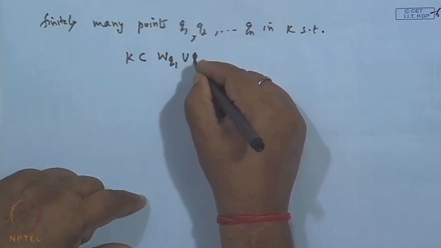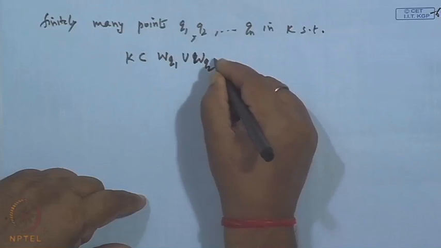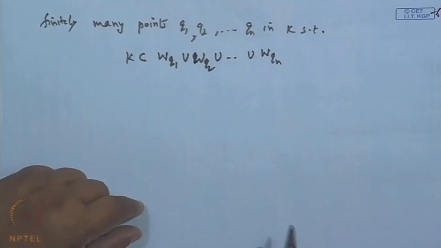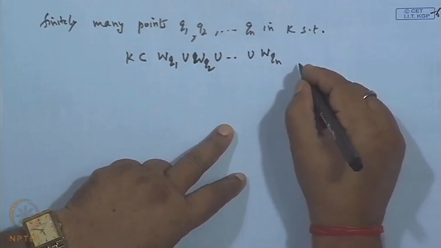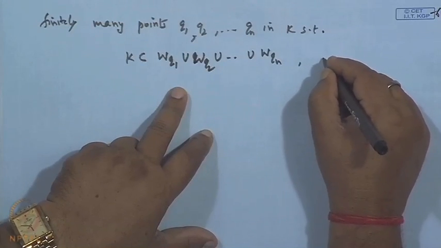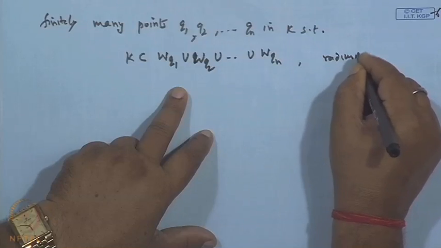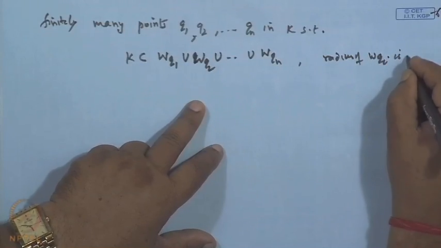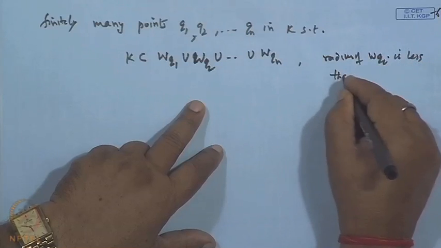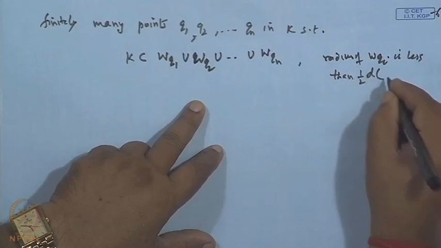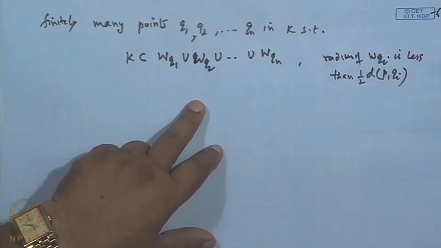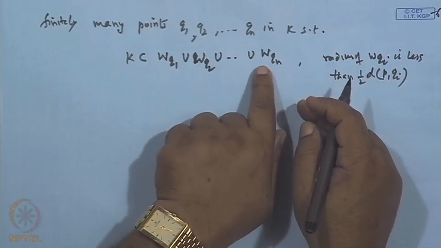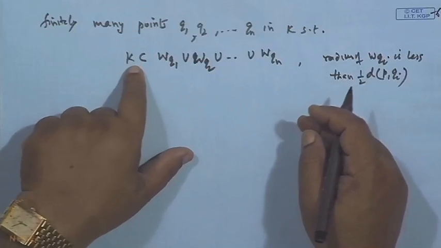So, W q 1 union W q 2 union up to W q n, where the radius of W q i is less than half of the distance from P to q i. Now, this finite number of neighborhoods will cover K, because K is compact.